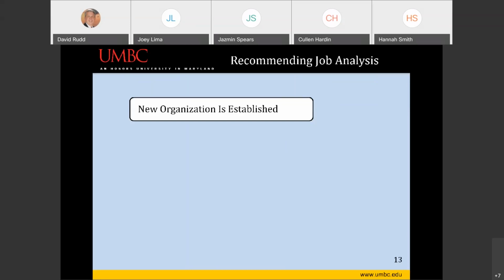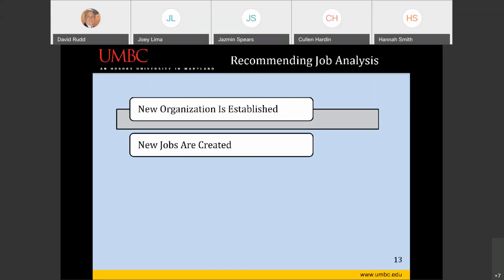So, for example, if a manufacturing plant is establishing a new research and development division, a job analysis needs to be done to determine the employees who will do the work in this new division. Okay.